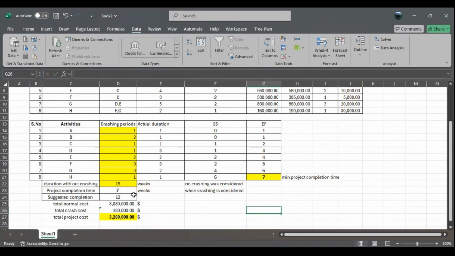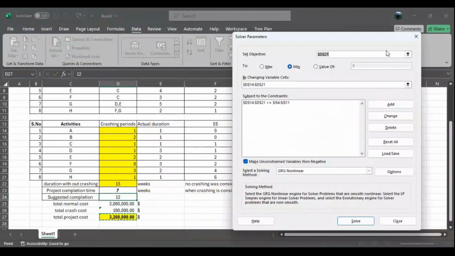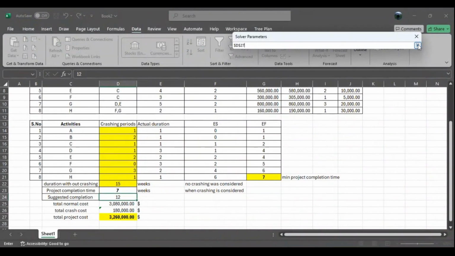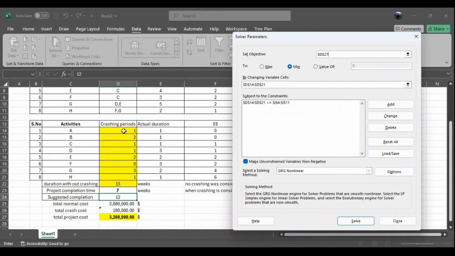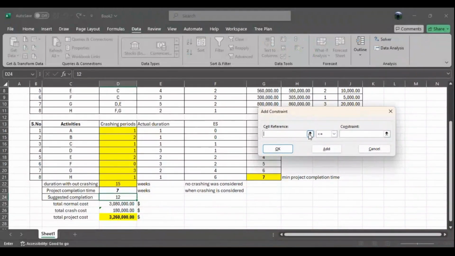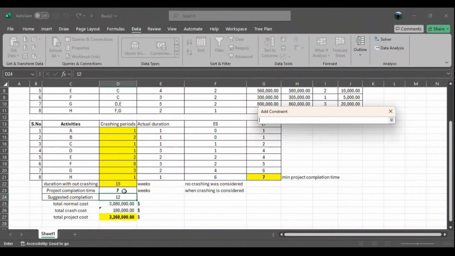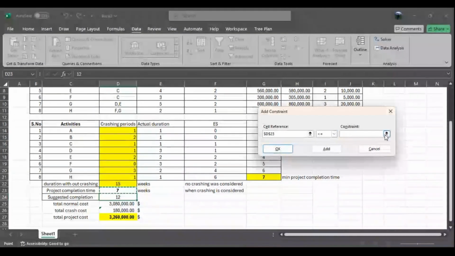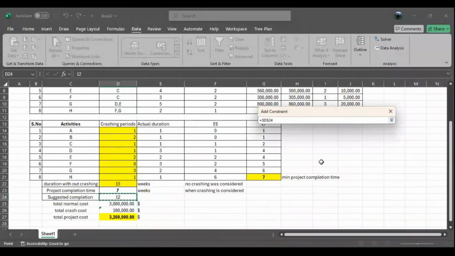Now, our intended period is this 12. So once again, set objective function, minimization of cost, by changing the variable cells, of course. That was our first constraint, that the values right there should be equal to or less than the crash limit. One other constraint which we are adding is this. This cell right here, which is the project completion after crashing, should be either equal to or less than this cell right here, which is the suggested period.